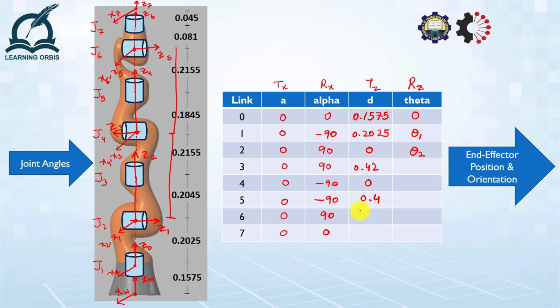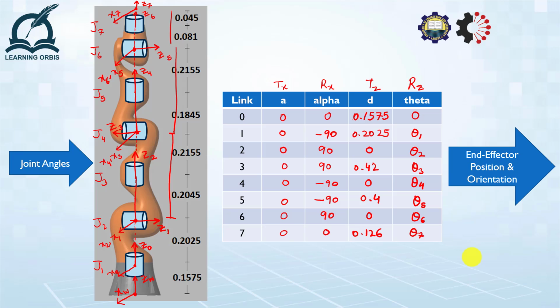For moving from frame 5 to frame 6, we don't have to move, so it will be 0. And then from frame 6 to frame 7, we have to move this much, which equals 0.126. All the joint variables associated with these joints are theta 3, theta 4, theta 5, theta 6, and theta 7. So this is the DH table which we have formulated.